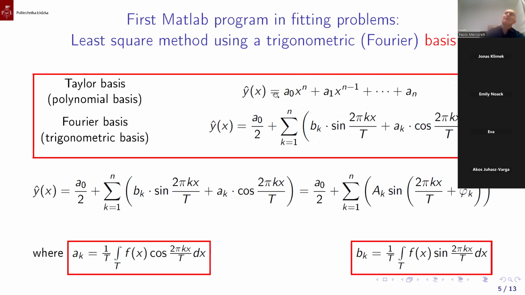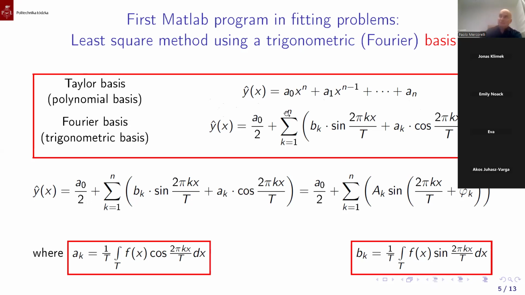Yeah, k could run from 0 up to n of a_k x^(n-k). Now it's correct. I will get all elements here. All elements here. Isn't it a sum like this one?